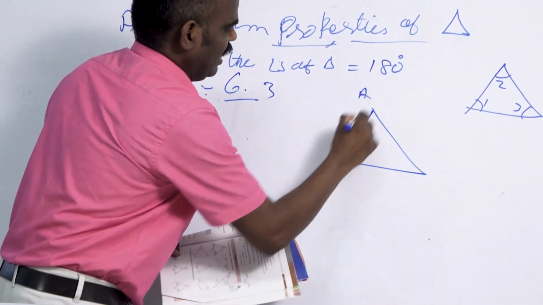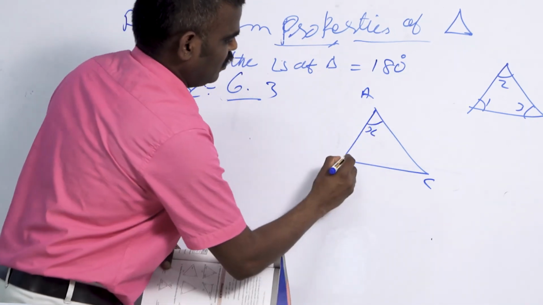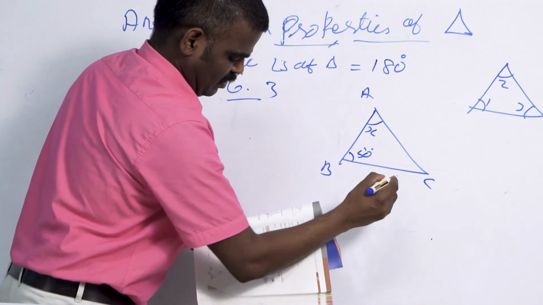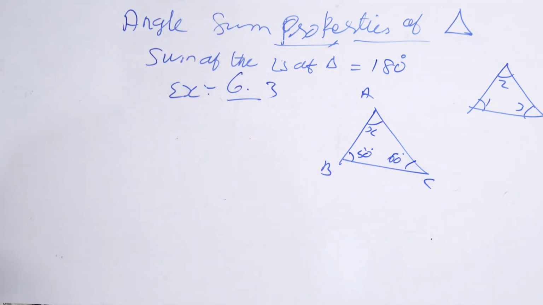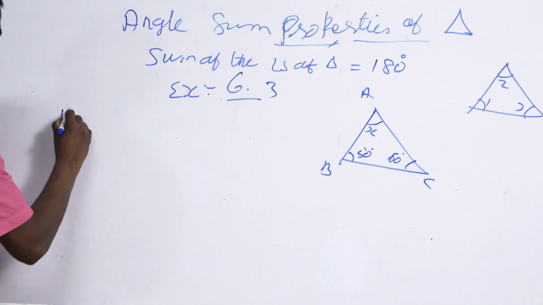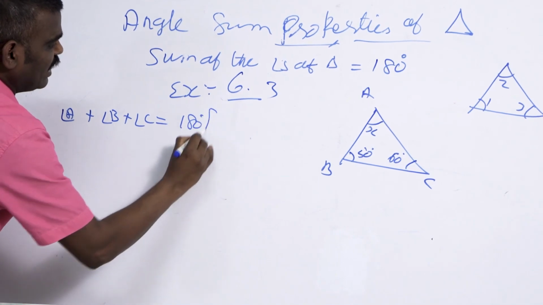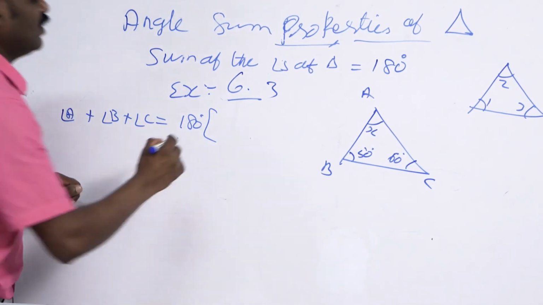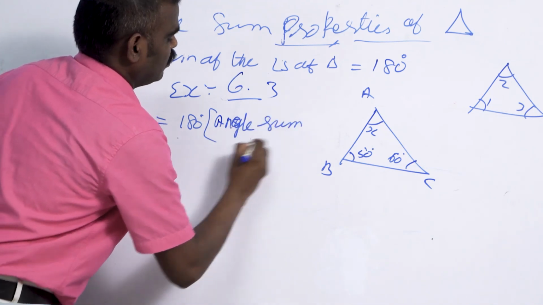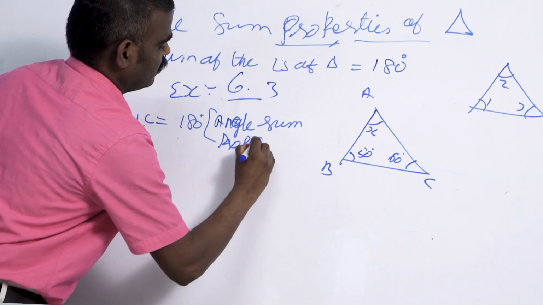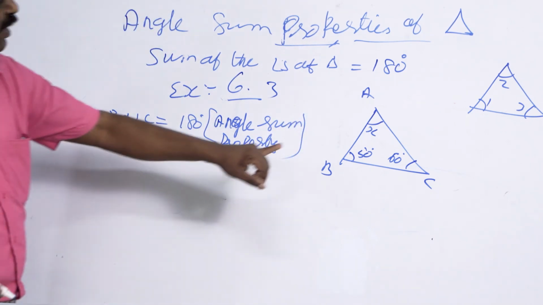Triangle ABC, with angle A equal to x, 50 degrees and 60 degrees. We know angle A plus angle B plus angle C is equal to how many degrees? 180 degrees. Why? Angle sum property. What is the reason? Angle sum property. Angle A is equal to how many degrees? We do not know, x.